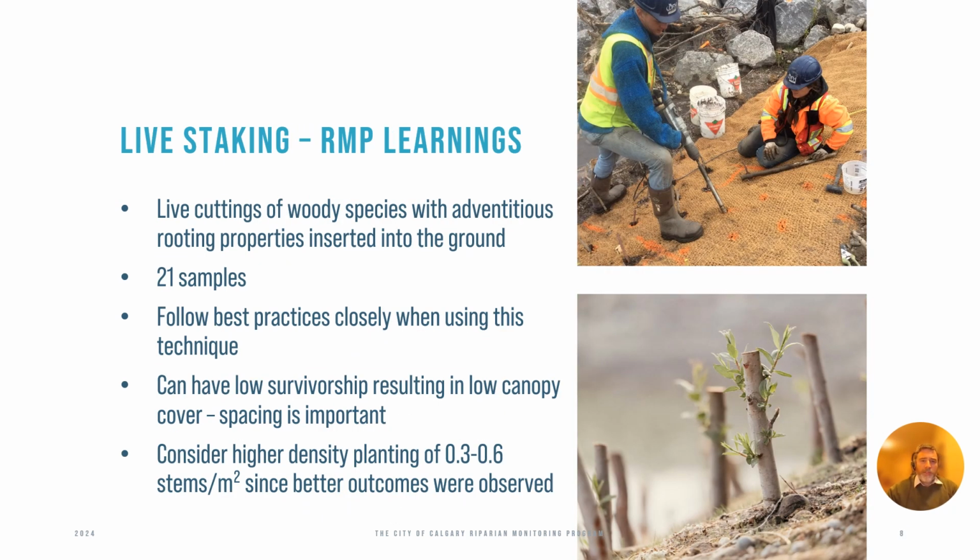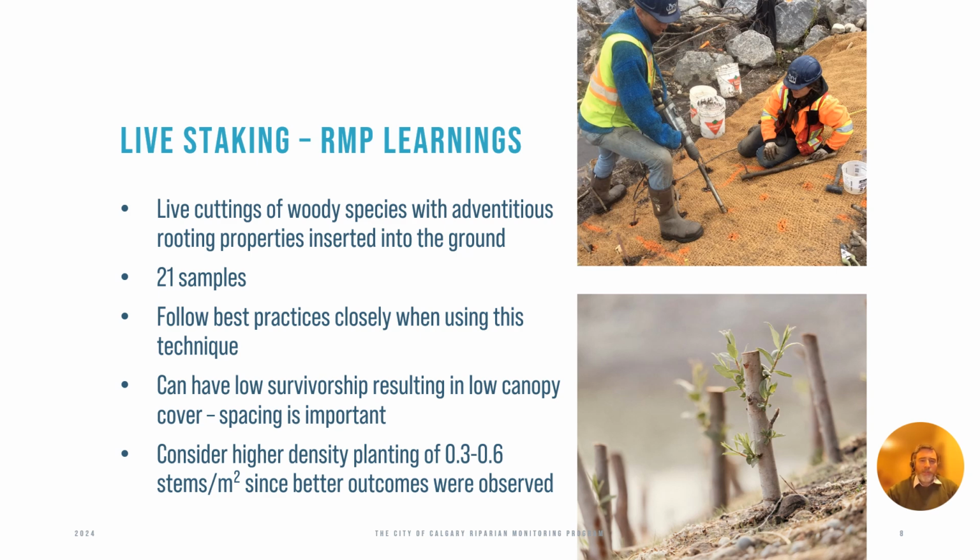Live staking involves inserting dormant live cuttings from woody species into the ground, burying 75 to 80% of their length to access soil moisture. It's a simple technique and can require very little equipment and no machinery, and so it is often the technique of choice for volunteer planting efforts.